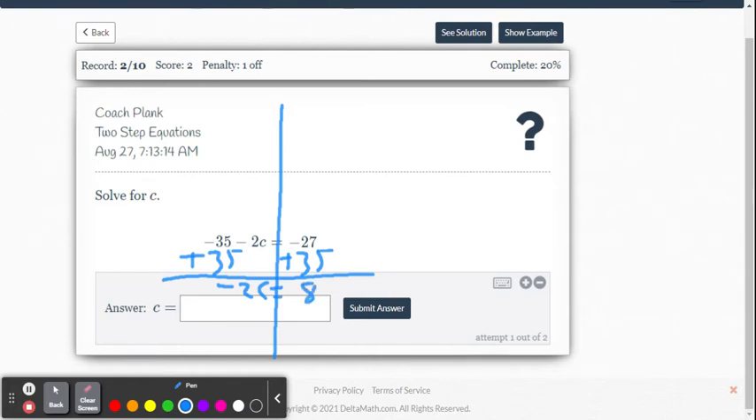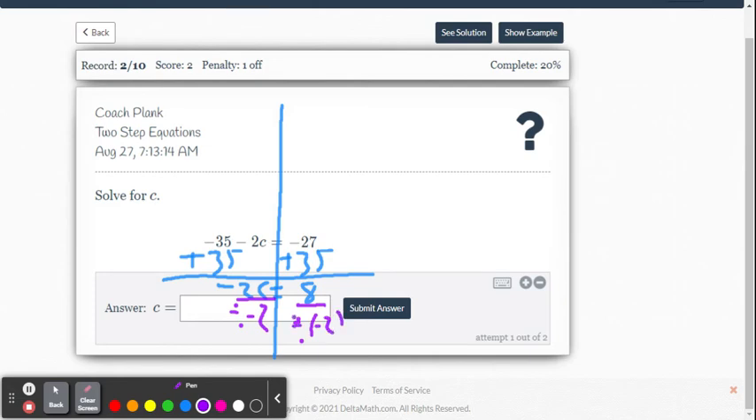All right. And then what we wanna do is we're gonna divide both sides, divide by negative 2, because it's negative 2 times c. How do you undo multiplication? With division. So we also divide the other side by negative 2.